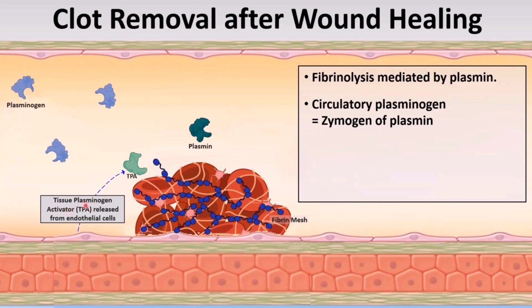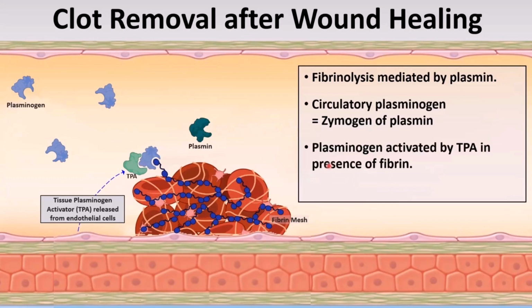Alright, and your TPA here is only released by your intact endothelial cells. So what this means is that if the wound is still fresh, the endothelial cells are damaged, you will not have TPA being released and you will not have plasmin being activated. Moreover, your TPA can only activate your plasminogen in the presence of fibrin. Okay, so TPA can't go around in the circulation activating your plasminogen if there's no fibrin molecules.